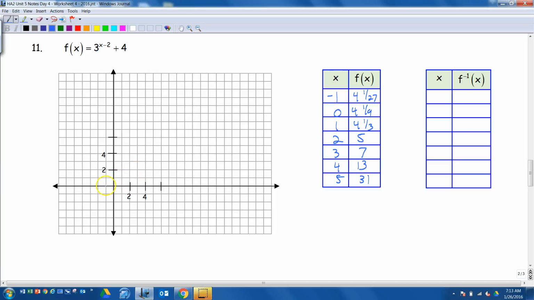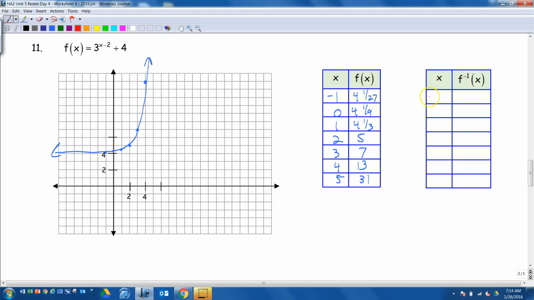So at -1 we're at 4 and barely more. At 0 we're at 4 and a little bit more. At 1 we're at 4 and even a little bit more. At 2 we're at 5. At 3 we're at 7. At 4 we're at 13, so it's 7, 8, 9, 10, 11, 12, 13. And I can't graph the other one. So there looks like there's an asymptote here, and then it's going to go up.